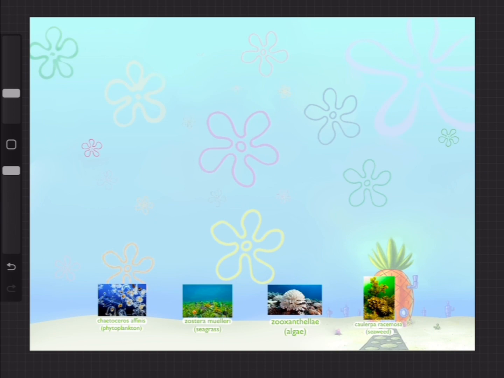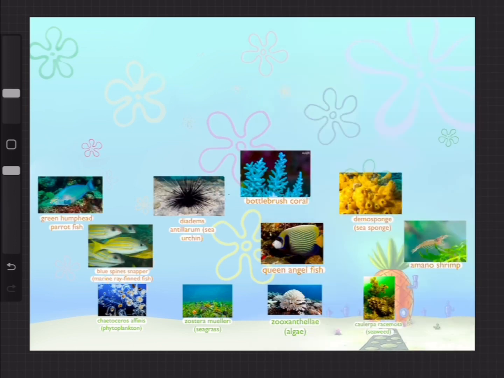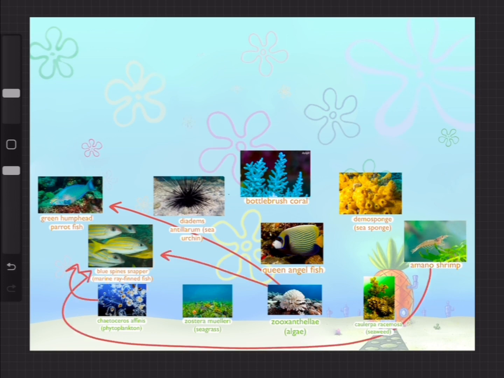And then next will be our primary consumers. These will eat our primary producers. Some examples I chose are the green humphead parrotfish. Now the parrotfish is going to eat our algae in our coral reef. And then another primary consumer is the blue striped snapper fish, and they eat algae, plankton, other fish, and some shrimp. So we'll draw arrows for algae, plankton, and shrimp.